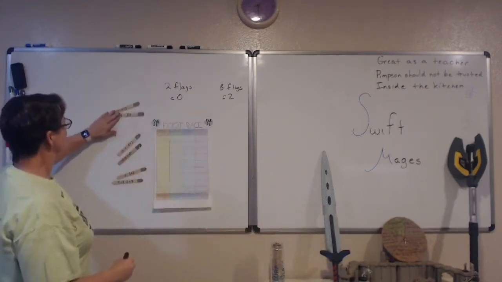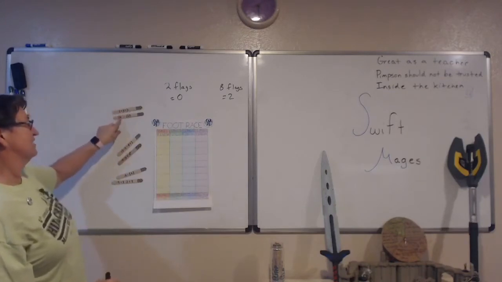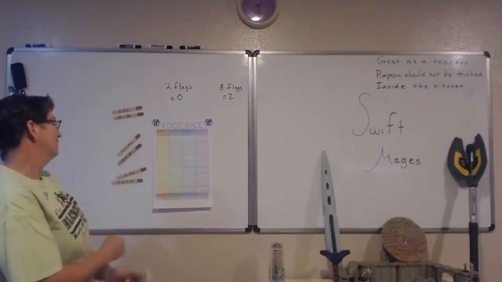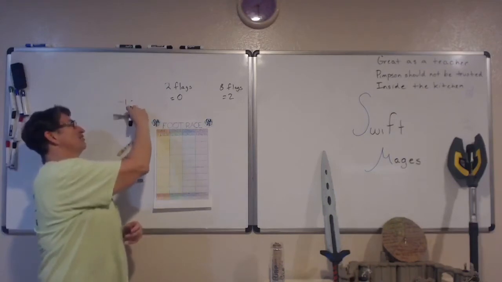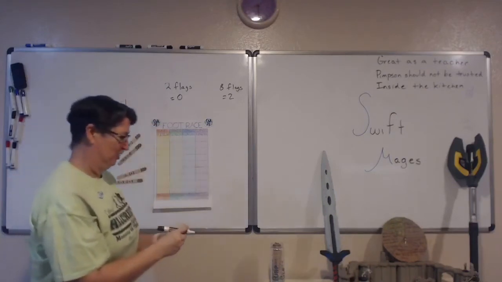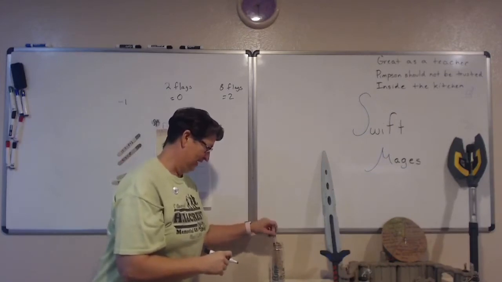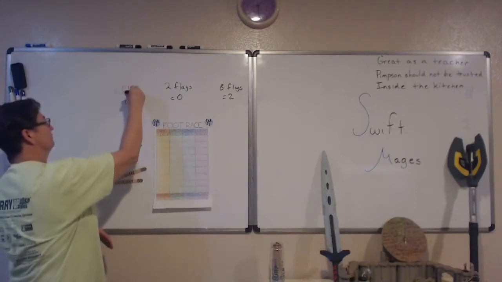Then here, let's do this one. Square root of 16 minus the square root of 25. What's the square root of 16 minus the square root of 25? Yay, -1. So if we get either one of those, we have to go backwards 1. So 2 flags that are backwards 1.